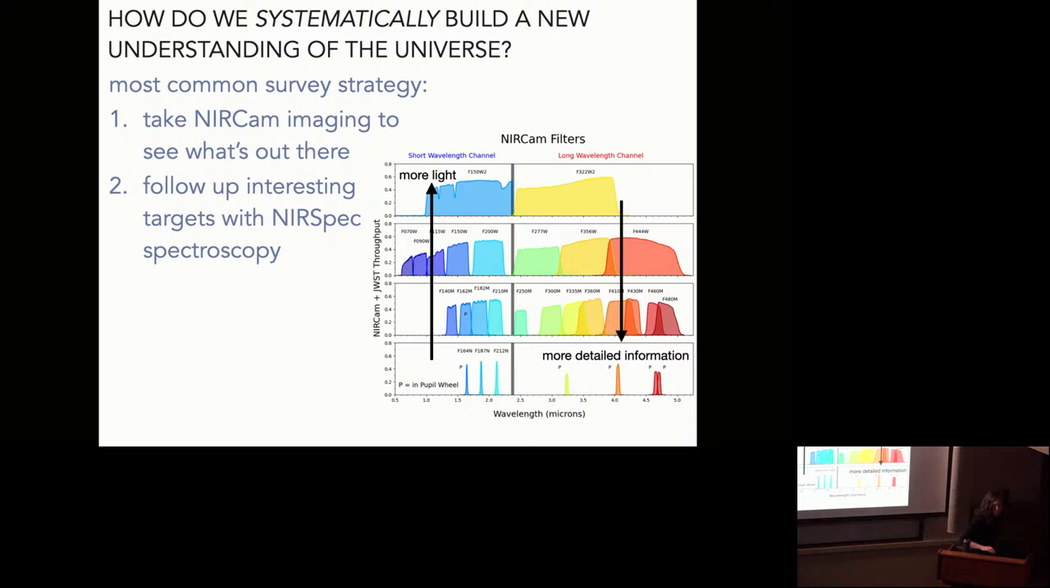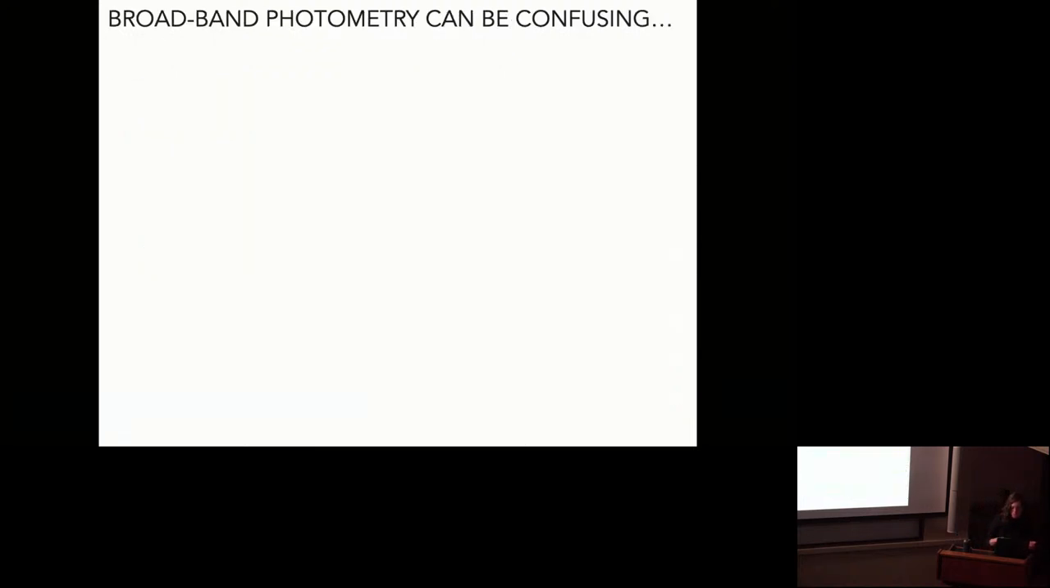And so the strategy that most people have taken is to go for these broadband filters that are a good mix between giving you some information about what's happening in the galaxy, but also giving you a lot of flux and a lot of detections. And then most surveys have also added in this single medium band filter, F410M, which pre-JWST was basically predicted to give you the most constraining power on photometric redshifts. So that's what almost every survey did.